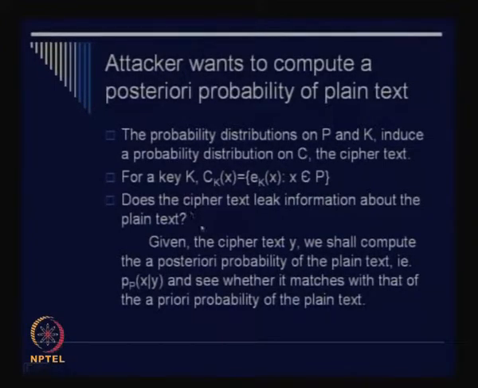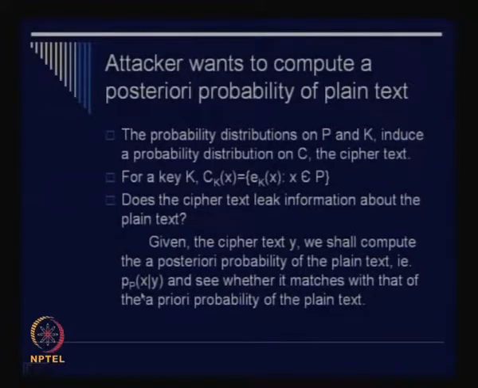Given the ciphertext y, we shall compute the a posteriori probability of the plain text, which we denote by P(x | y). What is this symbol called? This is conditional probability. We apply the principles of conditional probability, compute P(x | y), and see whether it matches the a priori probability of the plain text. If it matches, then probably my key is correct.